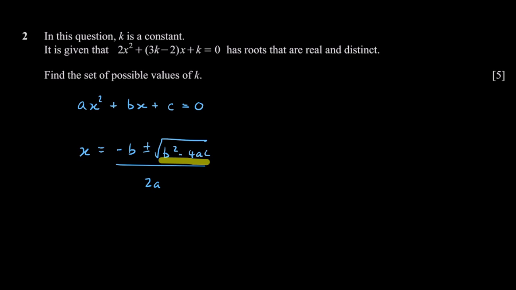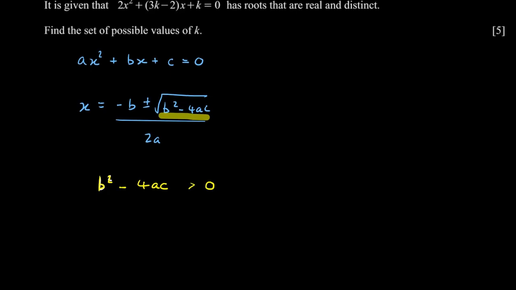So if we want no real roots, this thing here needs to be negative. If we want two identical roots, this thing here needs to be 0. And if we want two distinct different roots, then this thing here needs to be a positive number. So in this particular question, we are told that roots are real and they are distinct. So in other words, what we require is that the b squared minus 4ac must be a positive number. In other words, it must be greater than 0.